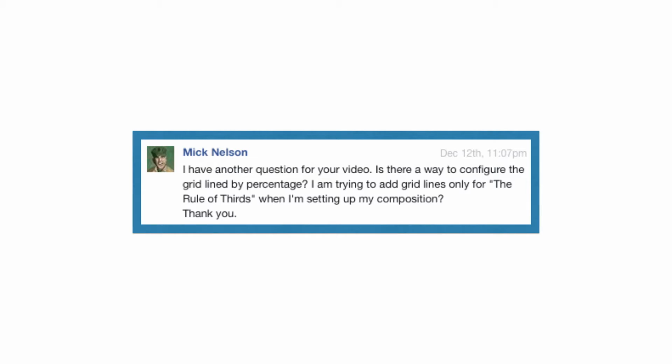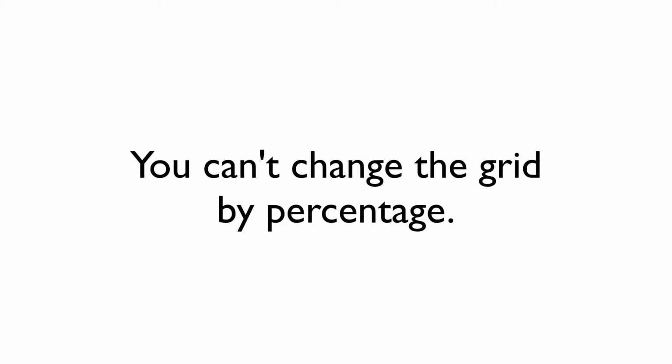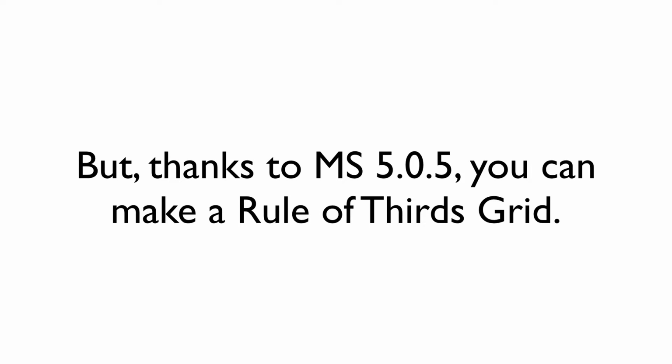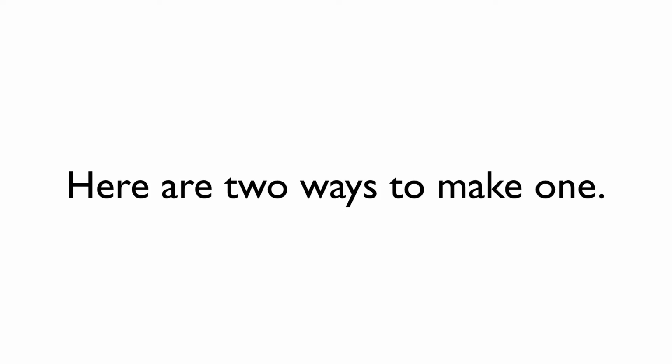Next, he asks, is there a way to configure the grid lines by percentage? I'm trying to add grid lines only for the rule of thirds when I'm setting up my composition. It's not possible to change the grid by percentage, but thanks to one of the newer features in Manga Studio 5.0.5, it is possible to create your own rule of thirds grid using the basic rulers. There are two ways to go about doing this.